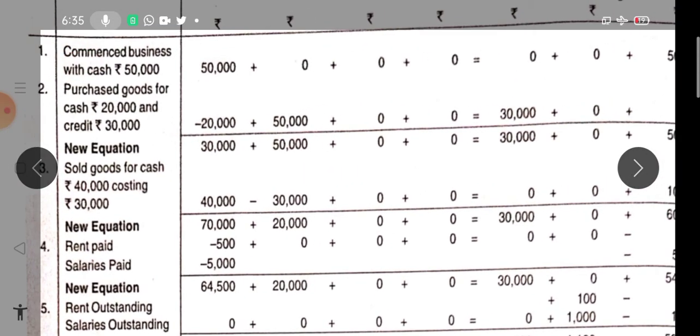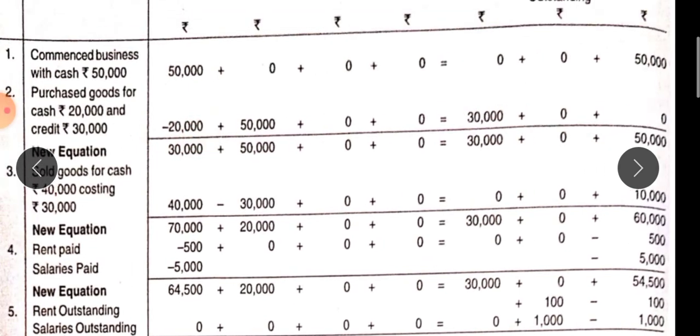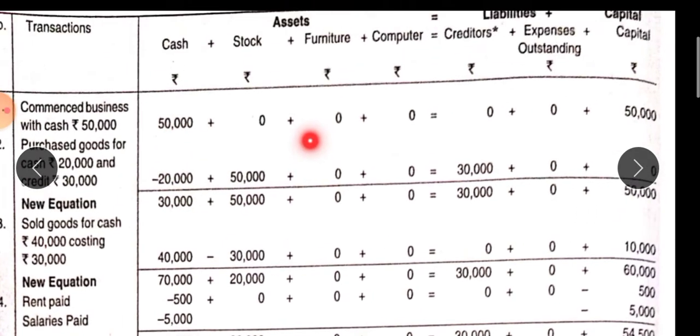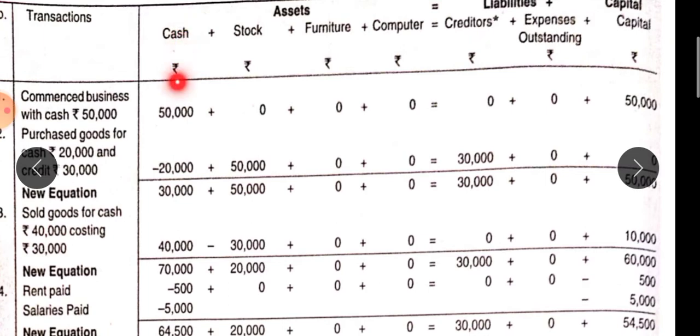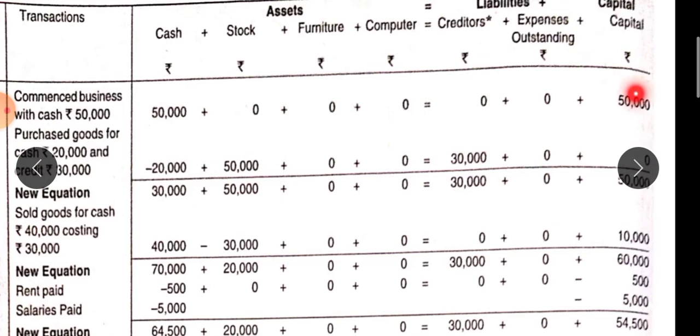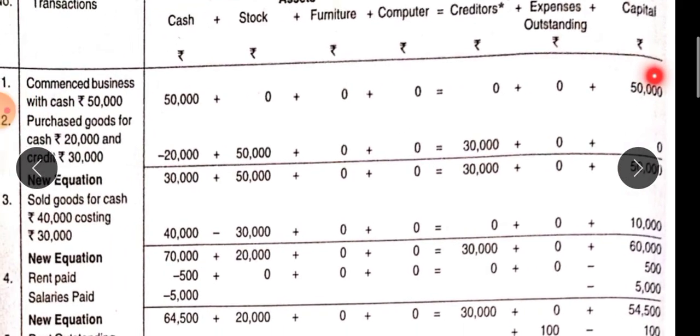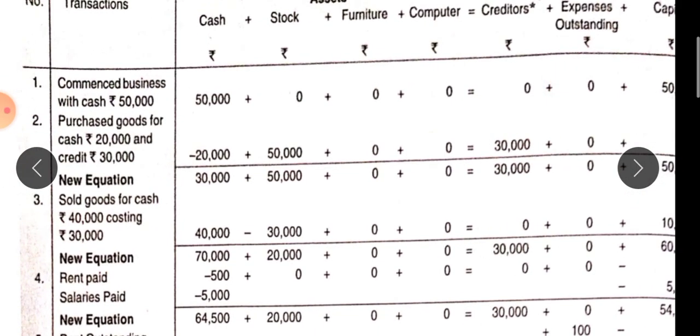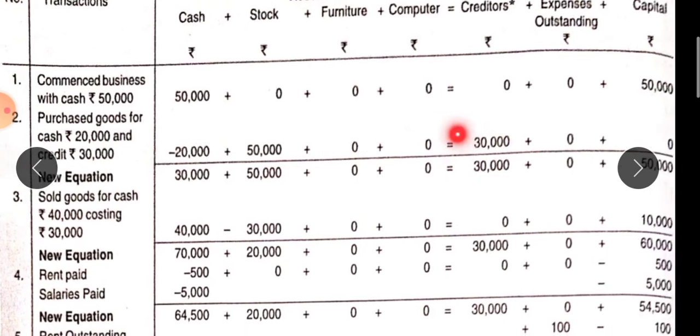Now see, commenced business with cash rupees 50,000. So what will be the effect? The first effect will be on cash, so cash will increase by 50,000. Then the second effect will be on the capital of the firm, so it will increase by 50,000. These are the two effects, capital and cash. One is on the asset side and another is on the liability side. Both the sides are equal, and the amount is 50,000 rupees. I think this part is clear to you all.